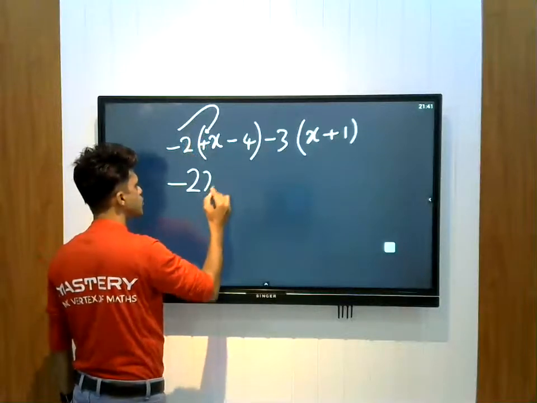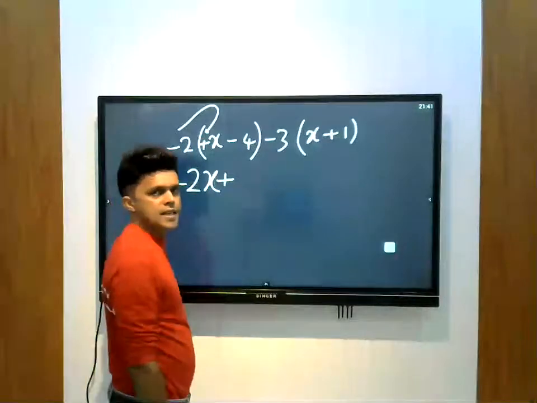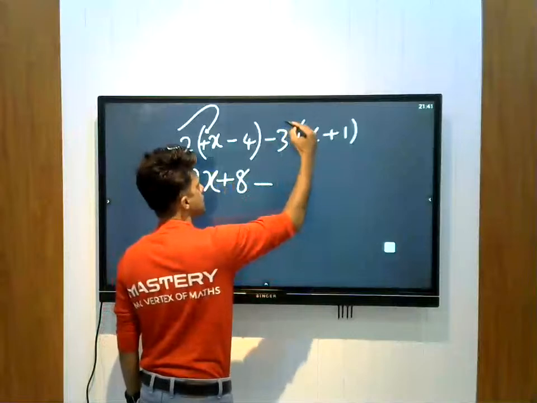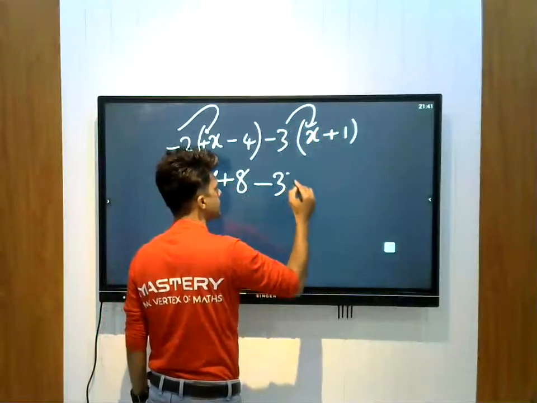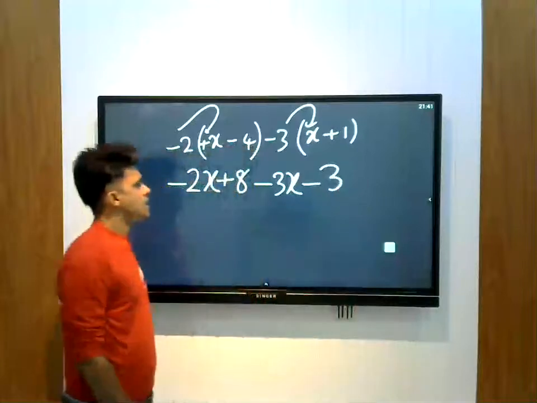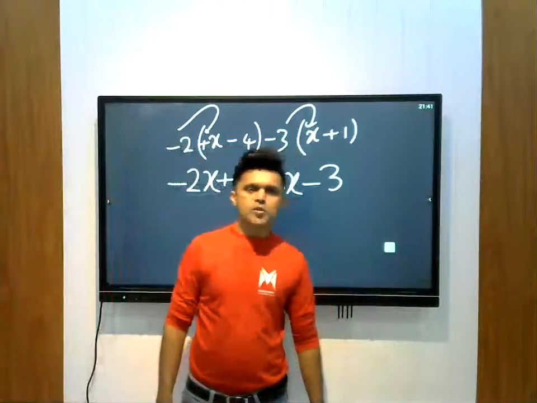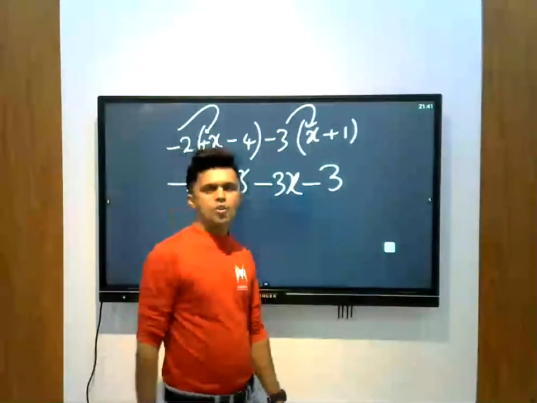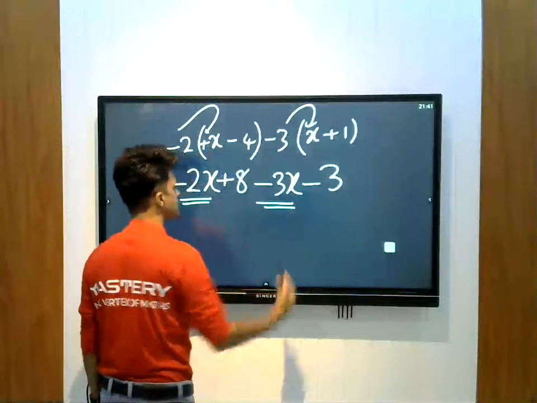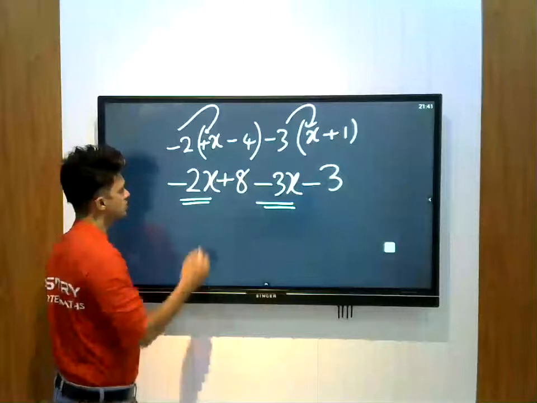2 times x is 2x. Minus into minus is plus. 2 times 4 is 8. Minus into plus is minus. 3 times x is 3x. Here, minus into plus is minus. 3 times 1 is 3. Simplify the like terms now. How do you simplify the like terms? Here, minus 2x minus 3x. You could simplify these two terms.